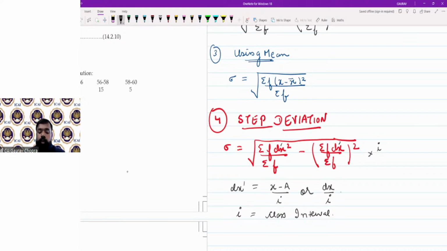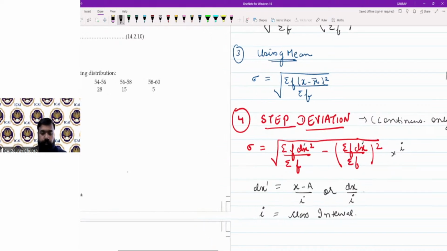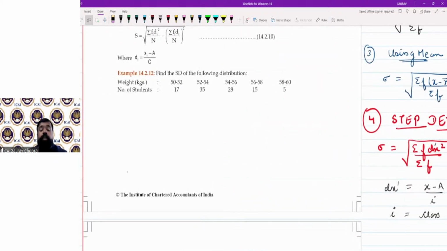So now these are the four formulas, and this fourth formula is for continuous series only. And remaining three can be used for discrete as well as continuous. So now the 12th one. The 12th one is having the continuous series. So find the standard deviation of the distribution. So class intervals are given and frequency is also given. So what is the first step? First step is to find out the mid value. So let's write this here.